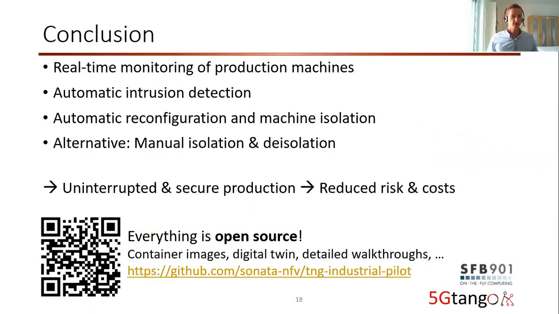Yeah, so that brings us to the conclusion. You saw that we do support real-time monitoring of production machines. We do support automatic intrusion detection, automatic reconfiguration, and machine isolation. And we also saw this alternative of manual isolation and de-isolation through the portal. And this all helps ensure uninterrupted and secure production, and that means reduced risks and reduced costs for manufacturers.